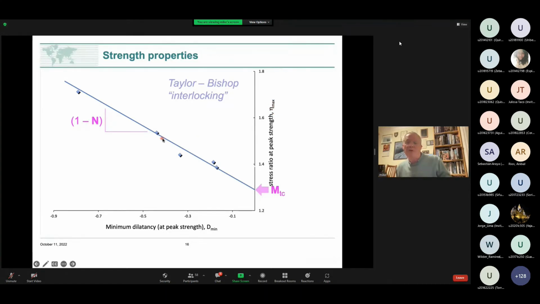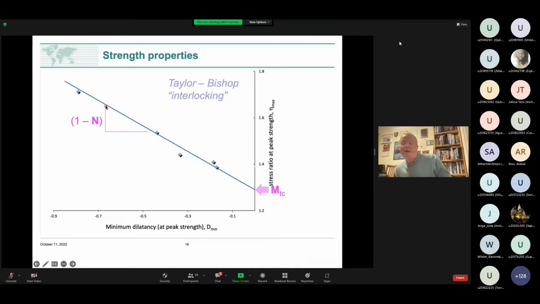If at that maximum strength you plot the maximum dilatancy, and in fact, because we have a compression-positive convention for soil mechanics, maximum dilatancy is mathematically D min. So this is the dilatancy at peak strength. If you plot that versus strength, you get a straight line. And the intercept of the straight line with the zero dilatancy axis, that is your critical friction ratio, M_TC. You can see here it's something like 1.28 for our oil sands. This is oil sand data, I should have said.